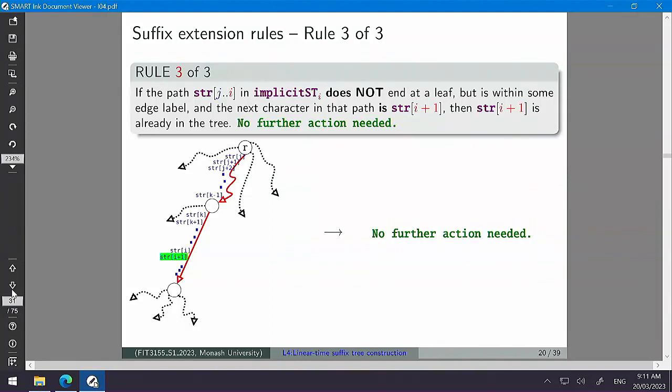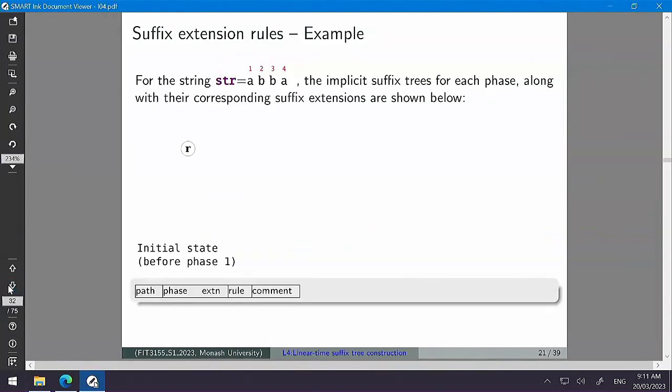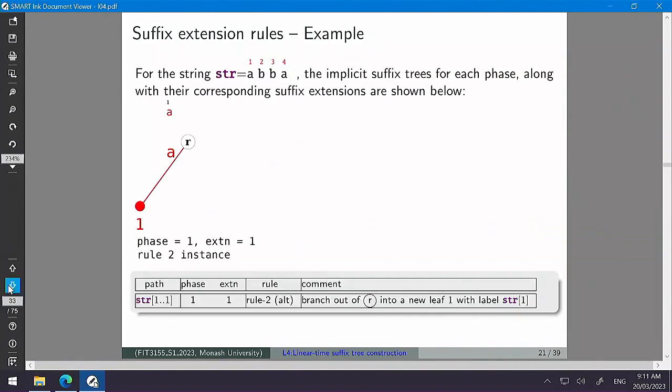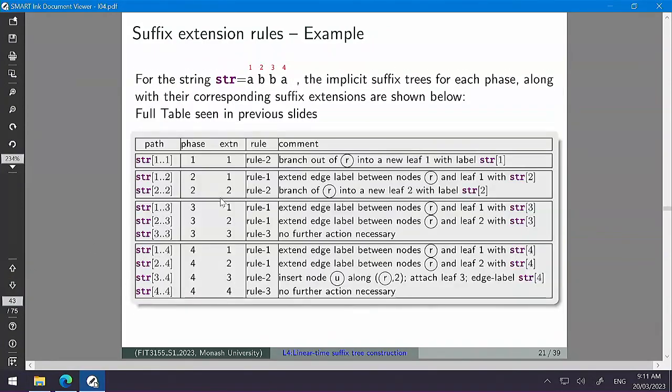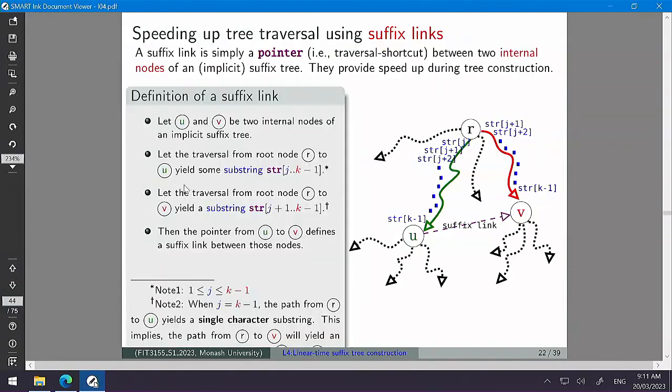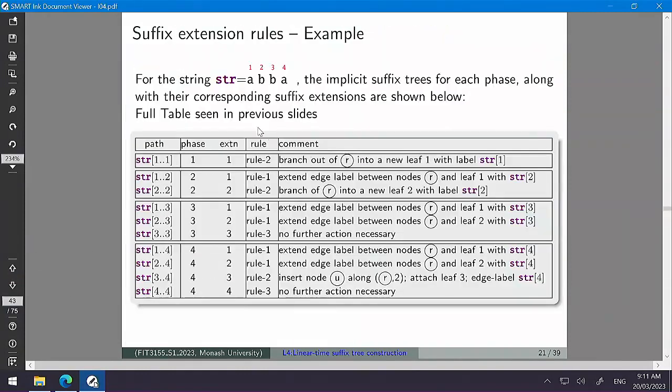All right, so now with that backdrop, this is an example which we already did, right? So we did the ABBA example on the board. We talked about creating rule 2 alternate, rule 1, rule 2, rule 1, rule 1, rule 3. So we actually drew this on the board.